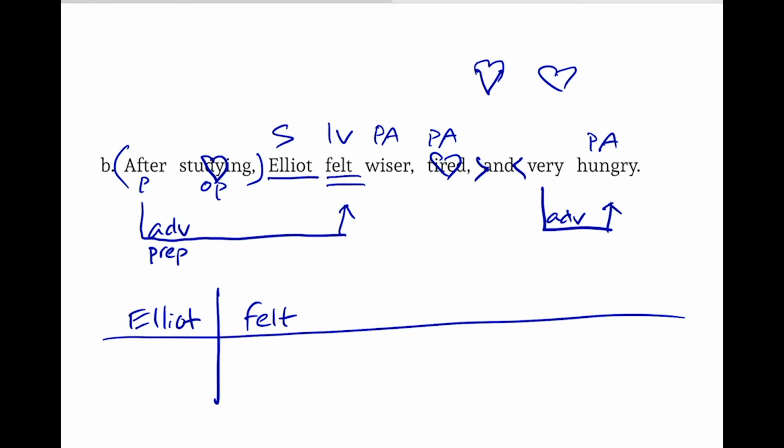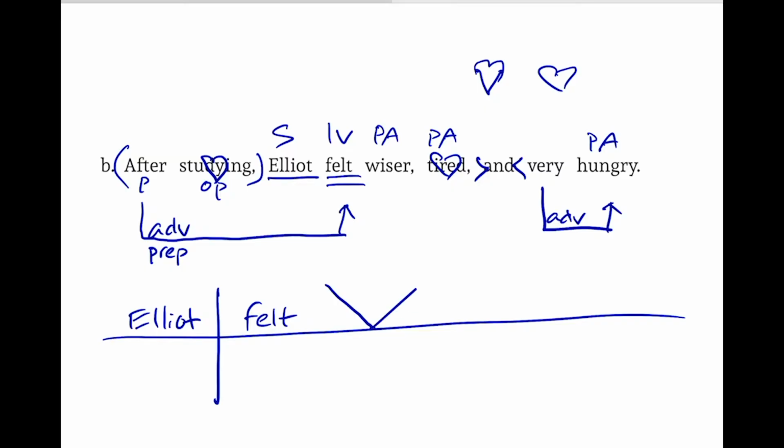And then we know that he felt wiser, tired, and very hungry, using predicate adjectives. To indicate that we have predicate adjectives following the verb, we'll draw an angular line, not bisecting, but touching the horizontal line. This tells us that we have some predicate adjectives coming. And in this case, we have a set of them, compound predicate adjectives. So I'm going to draw an angular line to the top and to the bottom so that we can record more than just one predicate adjective. And I'll draw this little dotted line from top to bottom indicating the conjunction and.